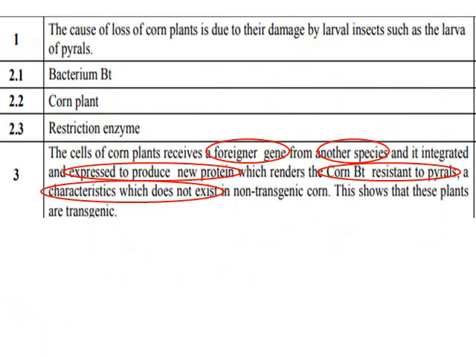So the cause of the loss in the corn plants is damage by a larval insect known as the larva of pyrales, and the donor is the bacteria Bt, because I don't say the plasmid, the donor is an organism, and the organism in this case is the bacteria, because the bacteria over here is providing the gene of interest, which is in this case a gene that codes for a protein insecticide. Who is the recipient? The recipient is the corn plant.